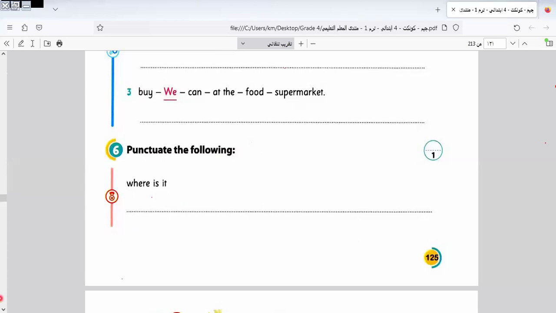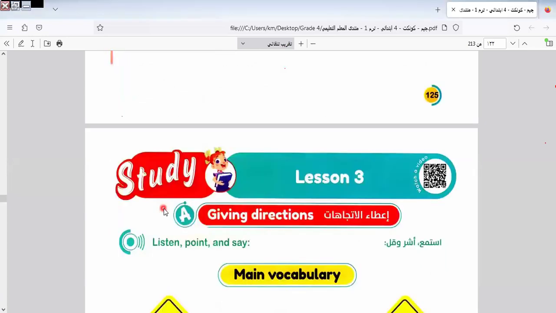Today in this unit, we took lesson 1 and lesson 2. Next class I will start lesson 3.